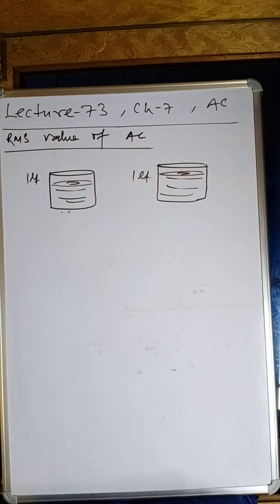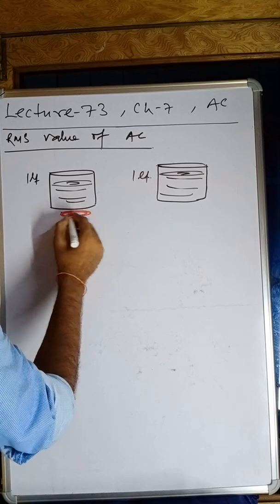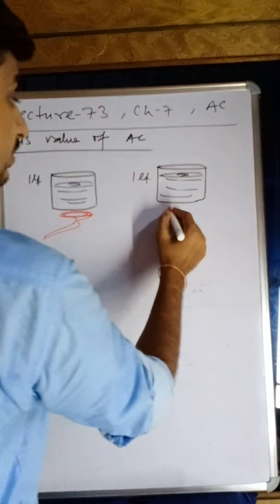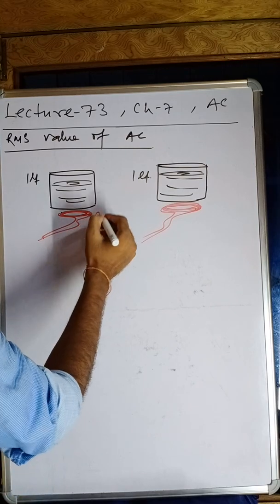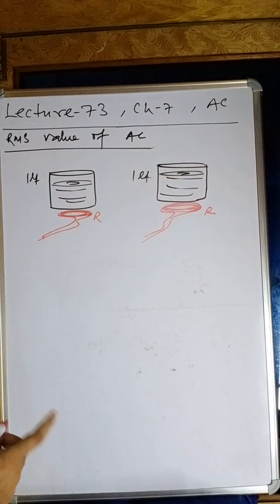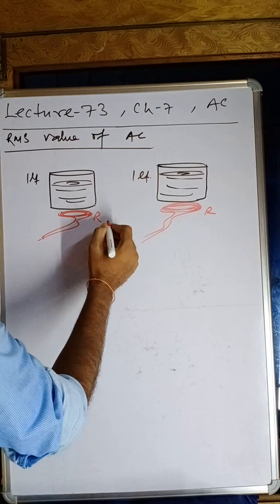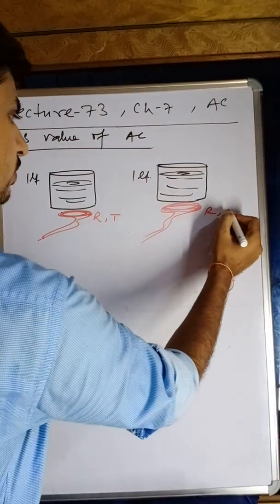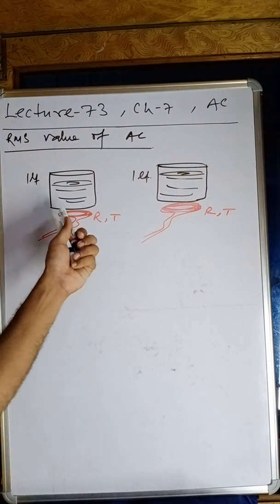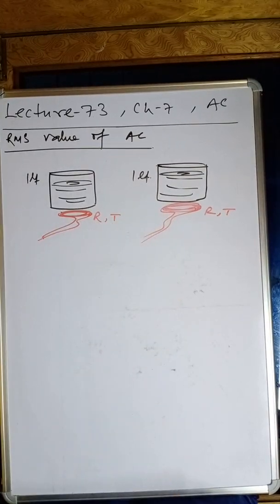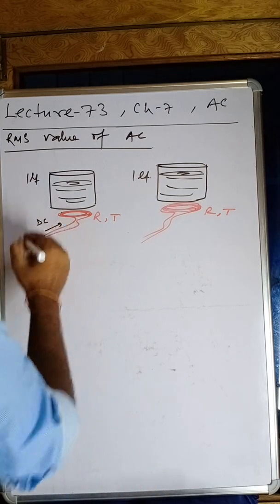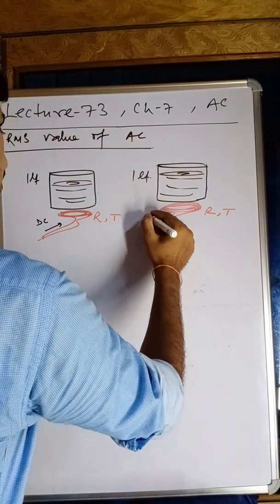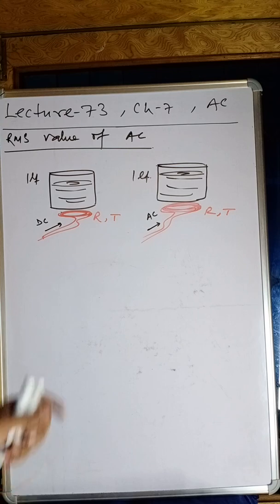Here, my dear students, I am supplying the alternating voltage and direct voltage. This is a coil and this is another coil, the heating coil. Both coils have the same resistance R, and through both coils we supply the current for the same time. Here, let me write the time interval T. Listen carefully. The same resistance and we apply the current for the same time. But what is the difference? Here I am applying DC current and here I am applying AC current.